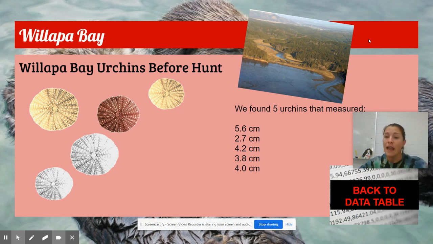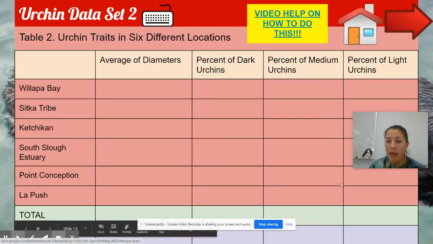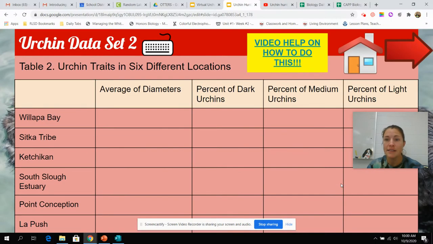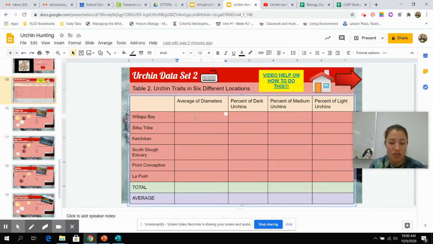And I'm also going to add up and find my new average for my sizes of my urchins as well. So if I add them all up, I get 20.3 divided by 5, which is 4.06 that I'm going to round to 4.1. So if I go back to my data table and then click escape on my keyboard so I can fill it out, my average diameter would be 4.1 centimeters.